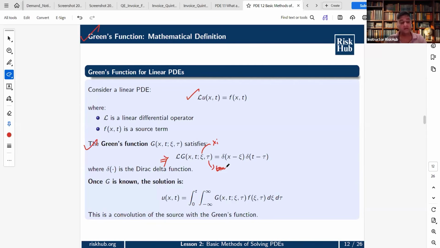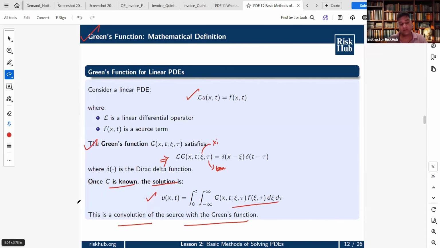and tau are important. Once G is known, the solution is given here. This is a convolution. We multiply the source by the system response and integrate over all previous time and location. So that is 0 to t and minus infinity to infinity. This is the integration: the convolution of the source with the Green's function.